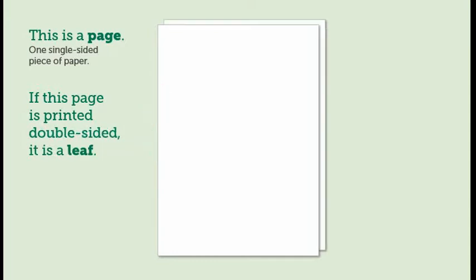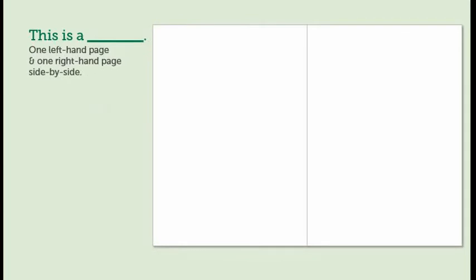That is called a leaf. So a single piece of paper printed on both sides is called a leaf. This is a what? This is one left-hand page and one right-hand page side by side. This is a spread. So a spread is two pages side by side.